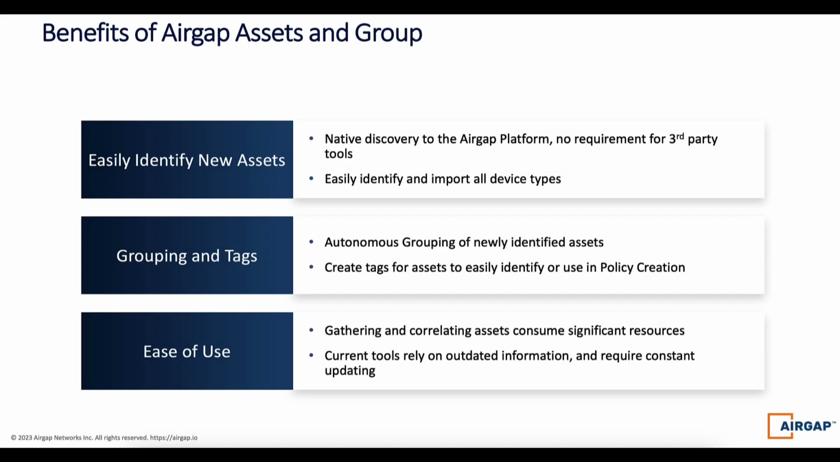In closing, what are some of the benefits of using AirGap assets and groups? First, asset identification is native to the AirGap platform. No need for third-party tool integration. And AirGap supports all device types for import. Autonomous grouping gives the AirGap platform the ability to dynamically adjust security posture when the infrastructure changes. And finally, ease of use. No complicated methods for identifying devices or traffic being sent to and from the devices. AirGap makes this all available in our easy-to-use UI.